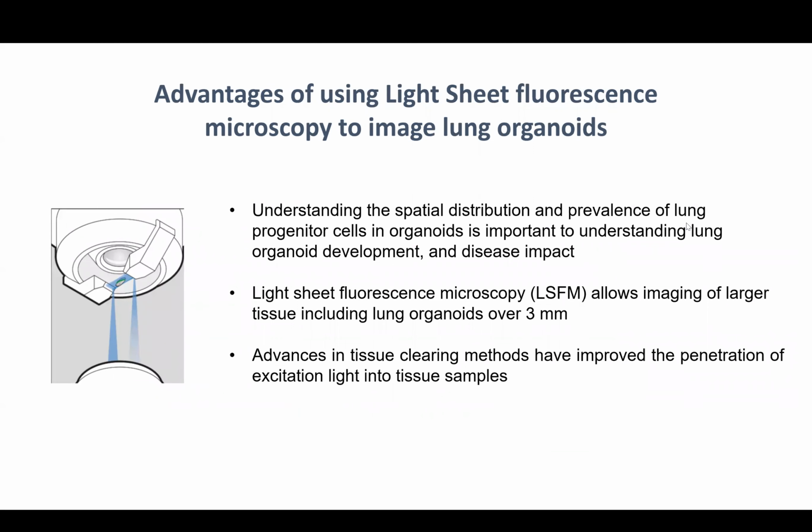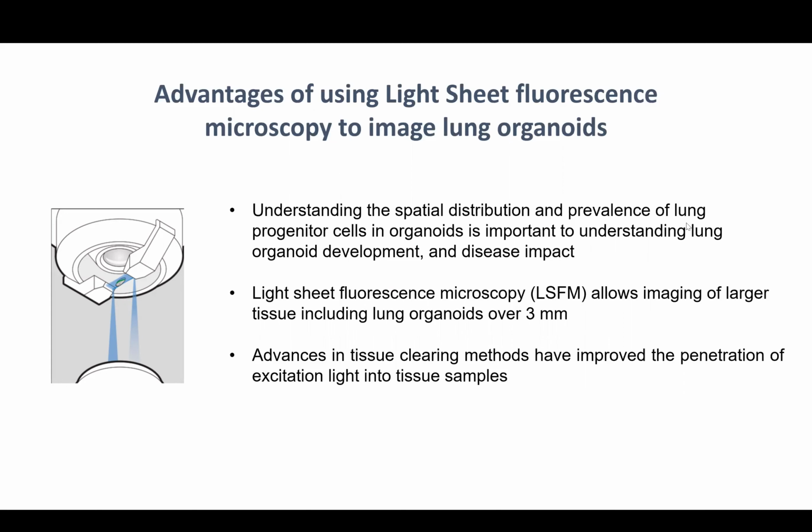So to rigorously analyze these organoids, it's very important to understand the spatial distribution of lung progenitors to evaluate organoid maturity, particularly to distinguish proximal airways and distal alveolar cells, and of course to monitor reaction to disease. The ability to do this can be limiting when using 10 to 20 micron cryosections and a standard confocal microscope. So light sheet fluorescent microscopy allows imaging of larger tissue, of course, including lung organoids and mouse brain, et cetera.